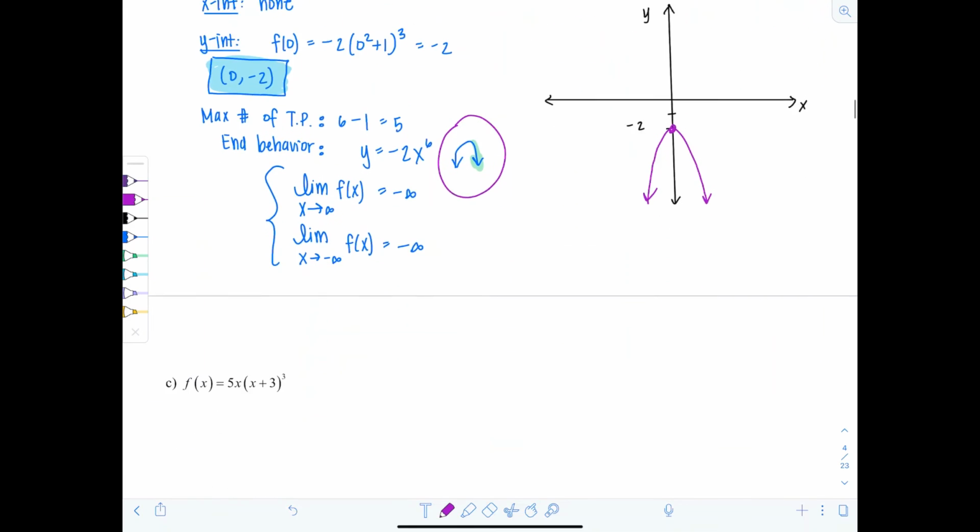Okay, got a couple more for you. So example C, f of x equals 5x times x plus 3 cubed. So what's the degree on this one? Yes, its degree is 4. Why don't you pause the video for a second, see if you can figure out the zeros, the multiplicity, the x and y intercepts, the end behavior, and then I'll go through the answer and we'll put the graph together. You don't have to worry about doing that on your own just yet.